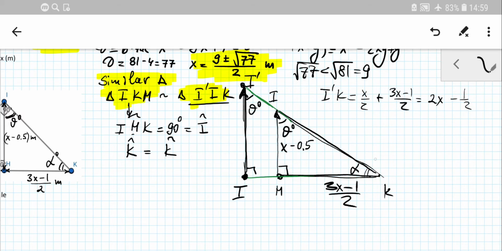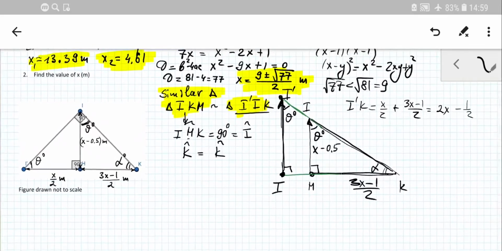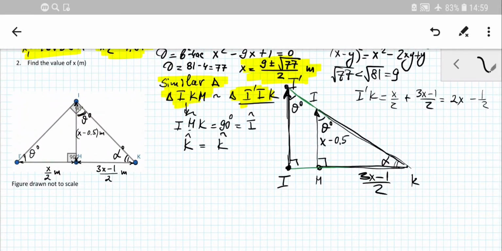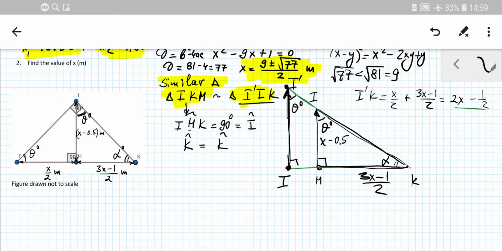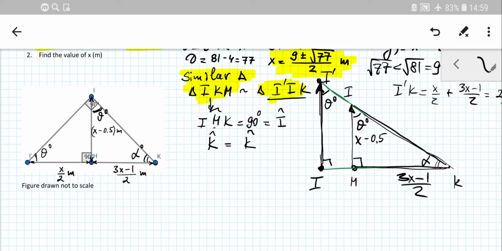I'm not going to put this on the picture, so I'm not going to label it. Just make sure you understand, so we are going to use that. And also the last step: we need to find what? Actually, what we are going to find. We need to find this side, IK, in order to complete the proportion, right?